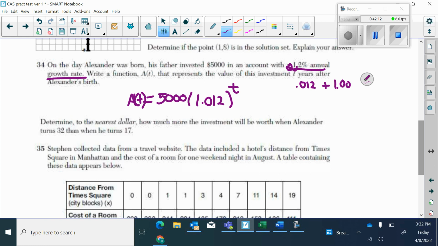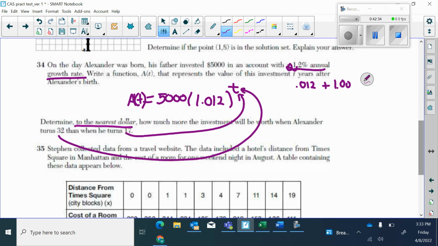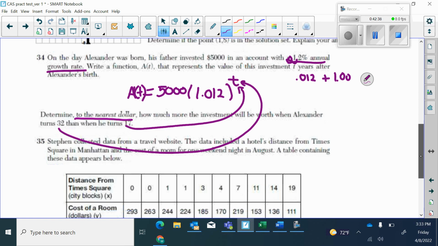Okay. Now it says determine to the nearest dollar how much more the investment will be worth when Alexander turns 32 than he was when he was 17. So that means I've got to plug in T for 17, get that answer, plug in T for 32, get that answer. So this is going to be a calculator problem. Then subtract the two and round to the nearest whole number, nearest dollar.